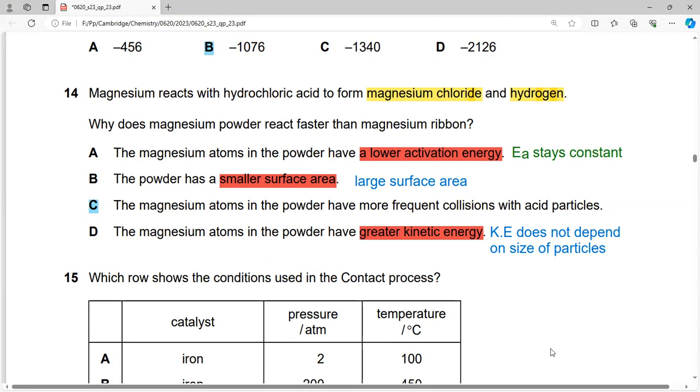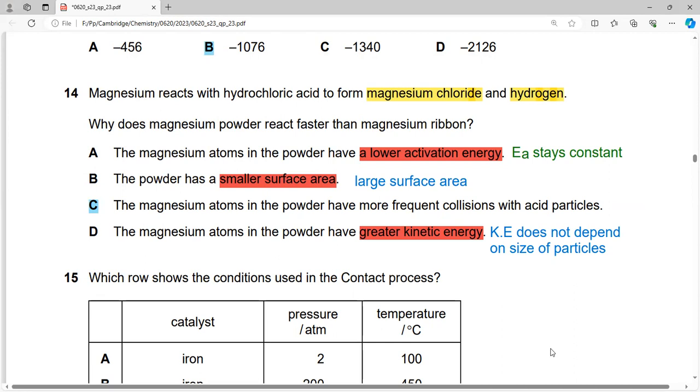So the option saying magnesium in powder state has a lower activation energy is wrong. The activation energy does not depend on the size. It is a particular energy which converts reactant into product, and only some catalysts decrease the activation energy of molecules. So that is a wrong option. The option saying the powder has a smaller surface area is also wrong. The powder has a larger surface area.